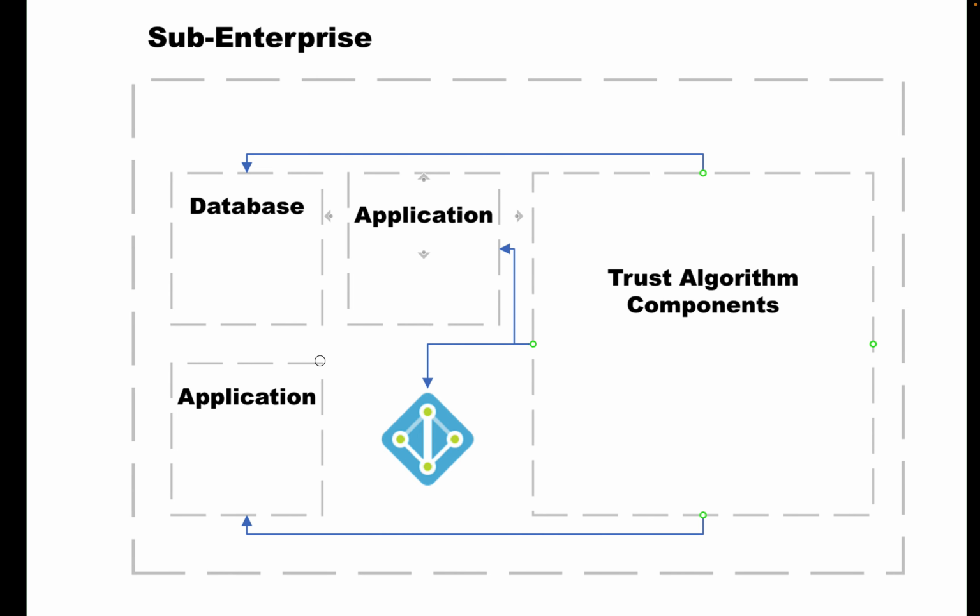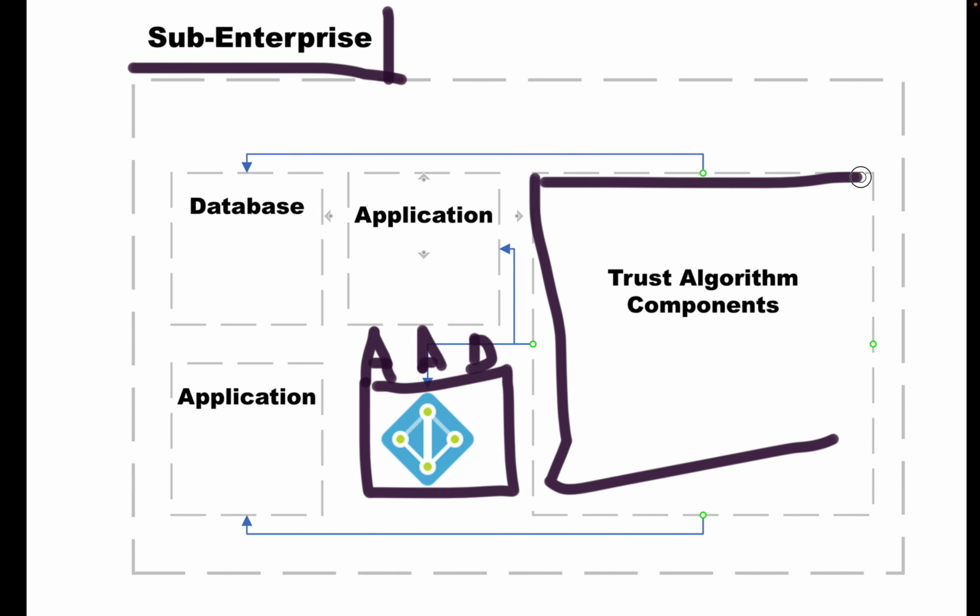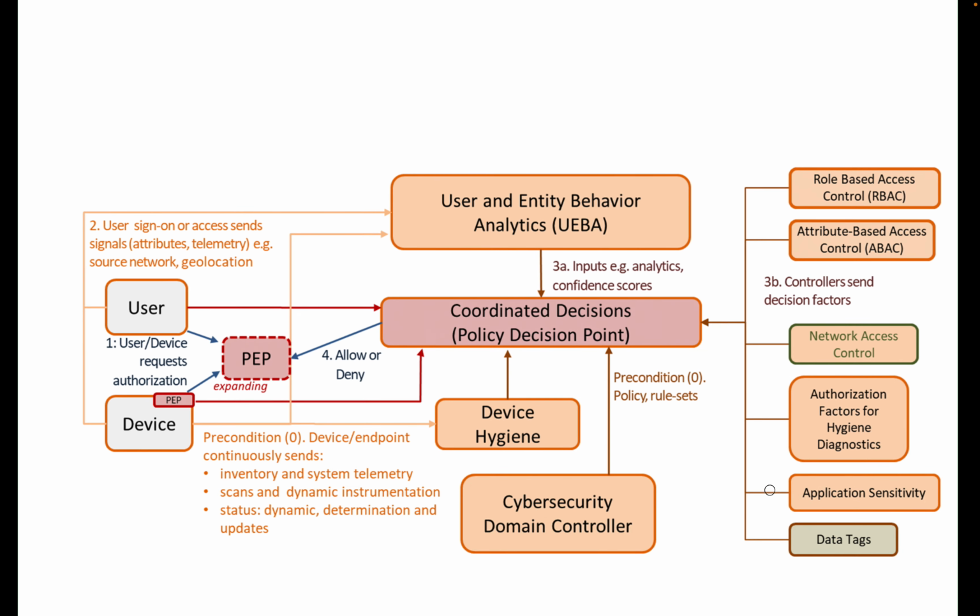Going back to our problem scenario, here's our section of the enterprise. We don't care about anything else. We just care about our sub-enterprise and our own users in Active Directory. Or in our case, Azure Active Directory, because that's what we're going to use to build the system, is Azure services. So we have our two applications. Only one of them is using the database, but everything in between is this black box that is the trust algorithm components. So let's get into the basics.